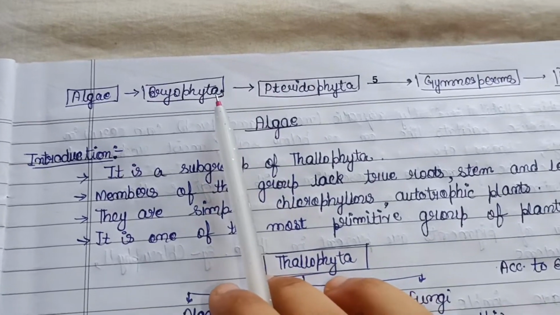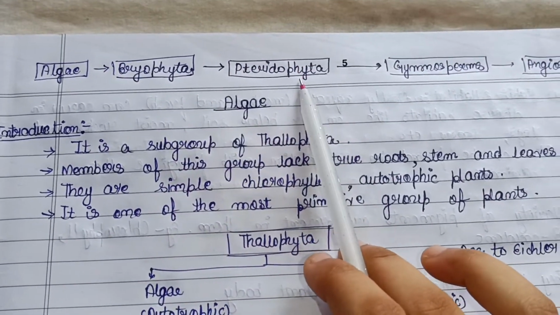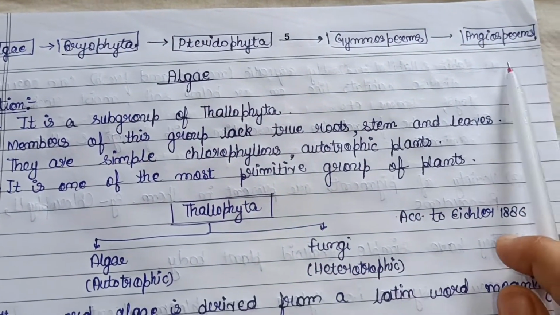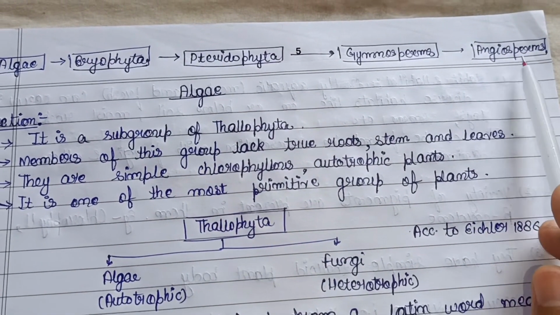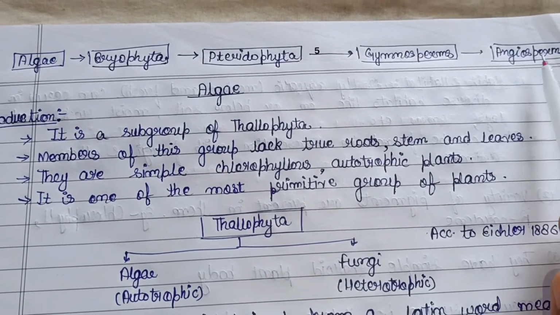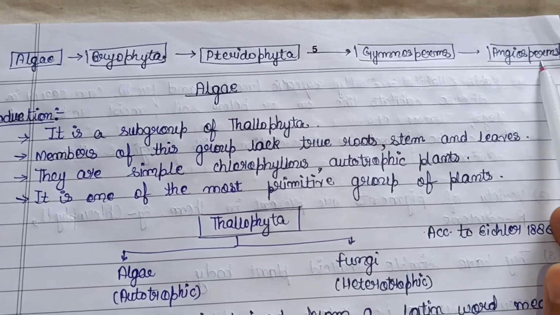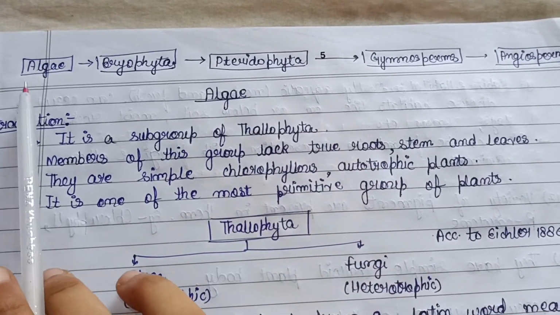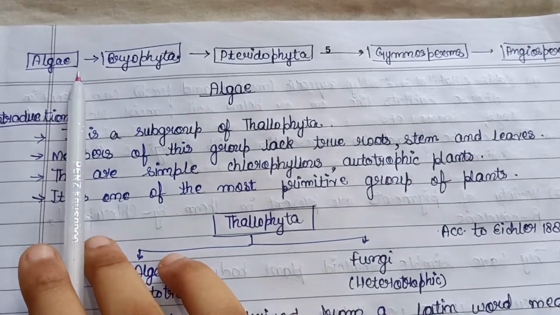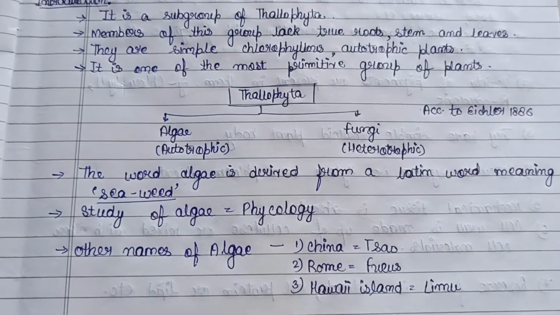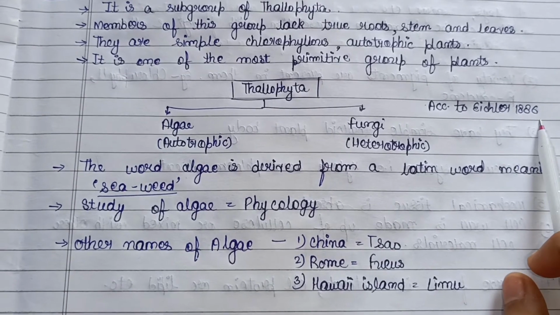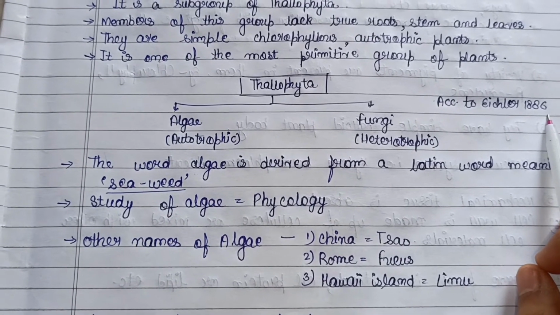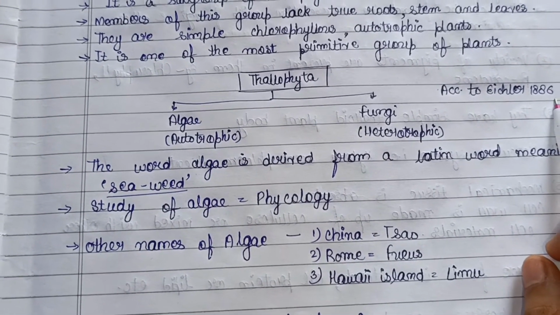So first algae, then bryophyta came, then pteridophyta, then gymnosperms, and finally the angiosperms. Angiosperms are the category of plants that are present today. Obviously algae are also present today, but they were the first ones to appear in the series. Then Eichler in 1886 first of all classified the Thallophyta group into two categories.